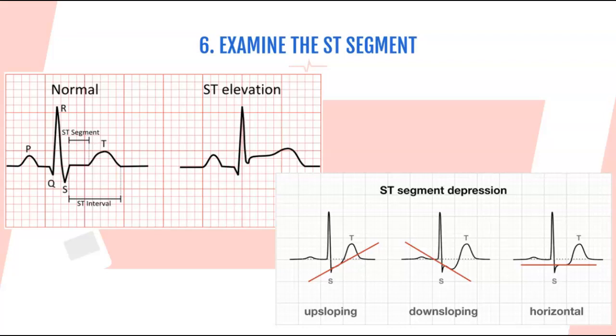On the far left of the screen, you can see an example of a normal ST segment. On the right-hand side of this diagram, you can see an example of ST elevation, where it doesn't come back down to that isoelectric line. In the bottom right-hand side, you can see different types of ST segment depression, such as upsloping, downsloping, and horizontal depression.